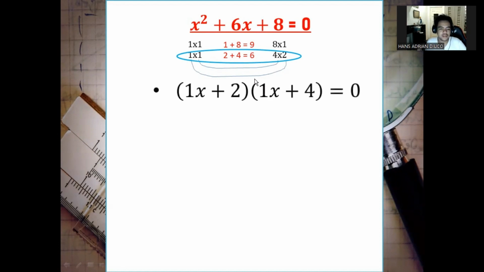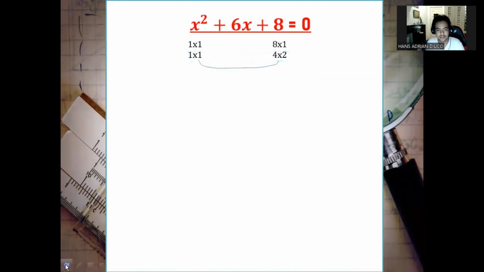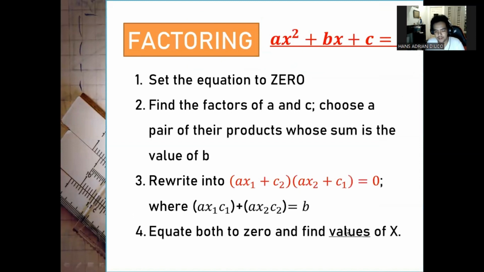So let's try it. Let's take it down. This is the form we're going to use: 1x plus 2 times 1x plus 4 equals 0, which is equal to, of course, x plus 2 times x plus 4 equals 0. Now, how do we do it from here? Hold on. It says find the values of x. We're not just finding one value of x. We're finding two values of x.